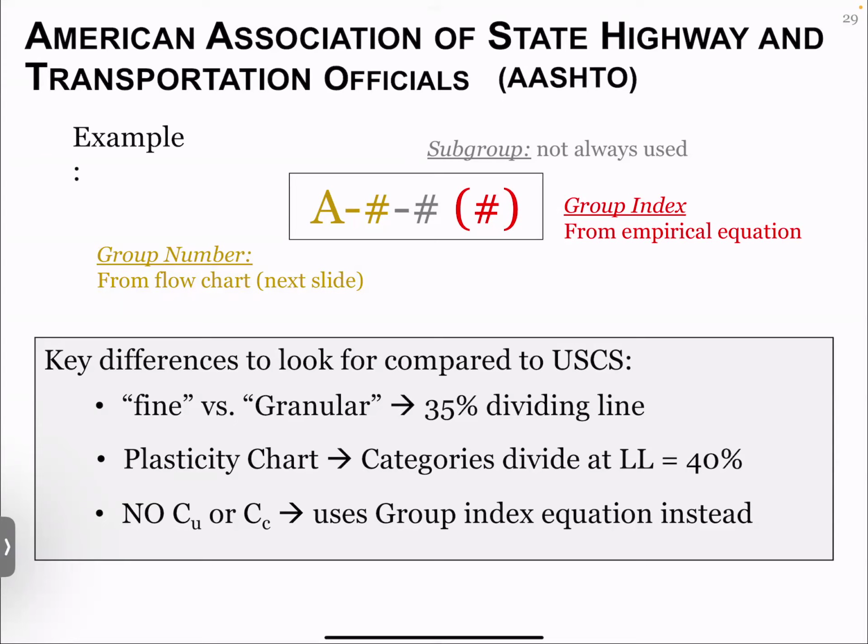So luckily there is no Cu or Cc. There's no coefficient of uniformity or coefficient of curvature. Instead, they use this empirical index called the group index. So you still have to find certain passing diameters like we did for the USCS, but you don't calculate Cu and Cc, and I'll show the group index here in a little bit.